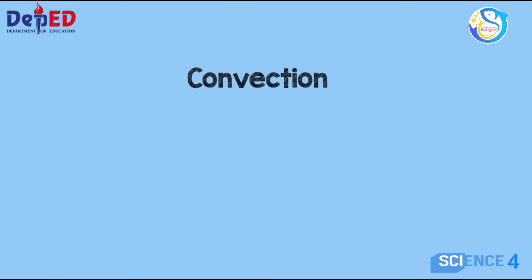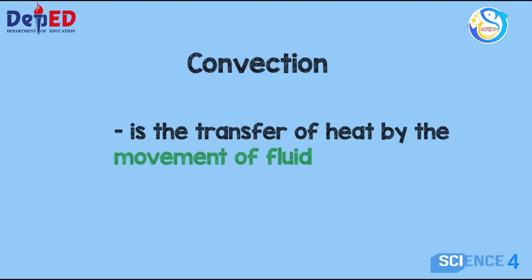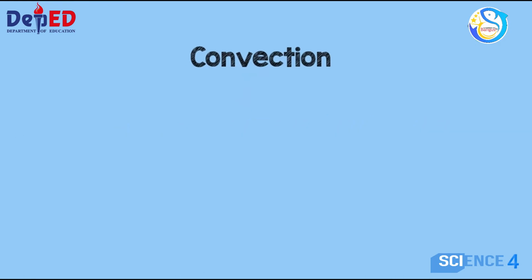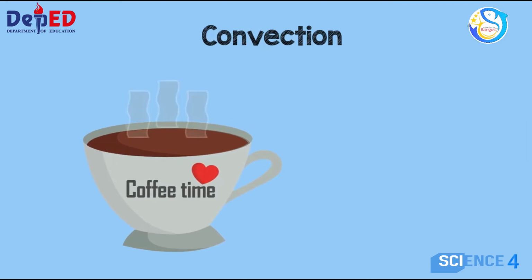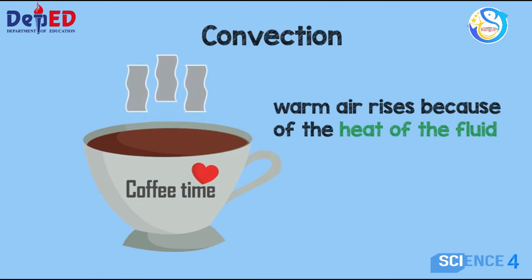Now let's go to convection. Convection is the transfer of heat by the movement of fluid. Hot coffee is an example of convection. You know why? This is because the steam coming out of hot coffee in the form of warm air rises because of the heat of the fluid.